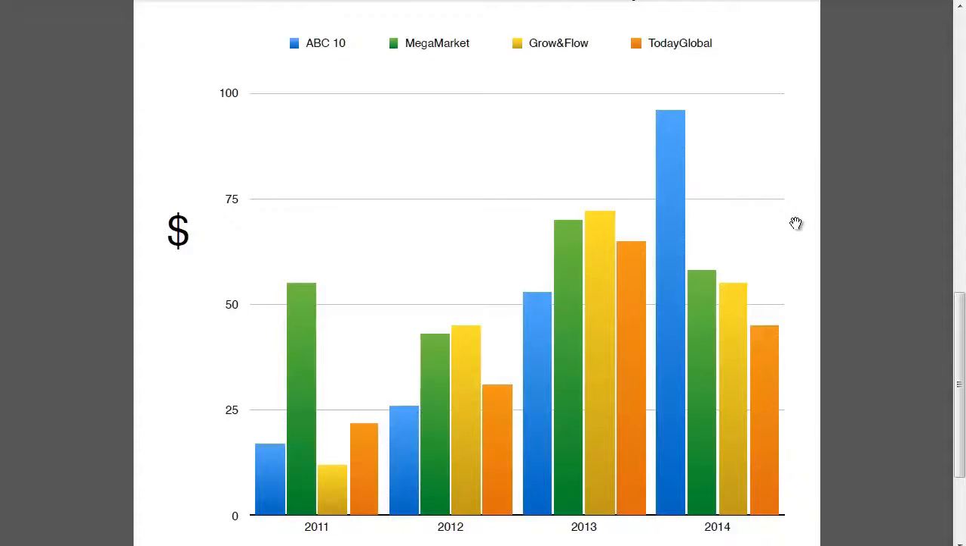Now it is time to look at the companies, so we carefully examine what each color here in our diagram represents. In this case, blue stands for the ABC 10 company, green for Mega Market, yellow for Grow and Flow, the orange color for Today Global, etc, if we had more. Okay, you get the picture. All this information in task 1 at first sight might be overwhelming, I know, but if you follow these steps and this strategy, gradually you will familiarize yourself with these kinds of tasks, and then you will become better and better. What is more, you're going to be calm and organized.